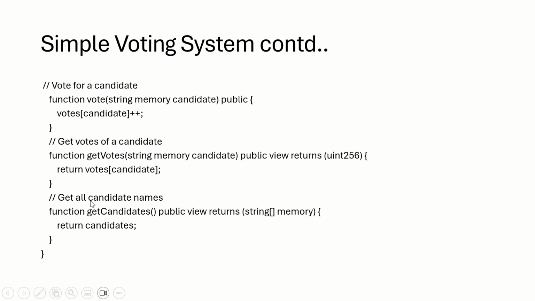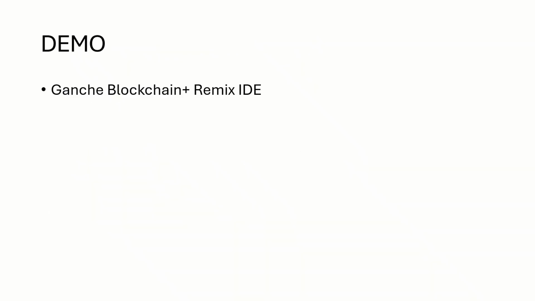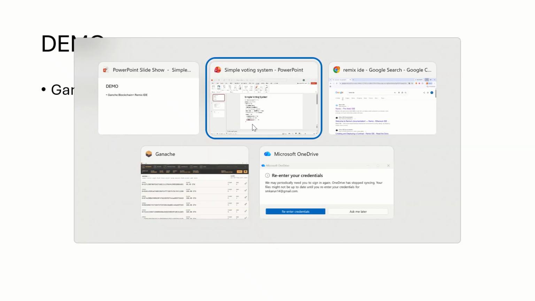Then get all the candidate names. Function getCandidates, public view returns string memory, and we are returning the candidates. So this is a very simple program that is easy to follow. How we are going to see the demo is basically we are going to see the demo using the Ganache blockchain plus Remix IDE. So let us quickly get into Remix IDE.